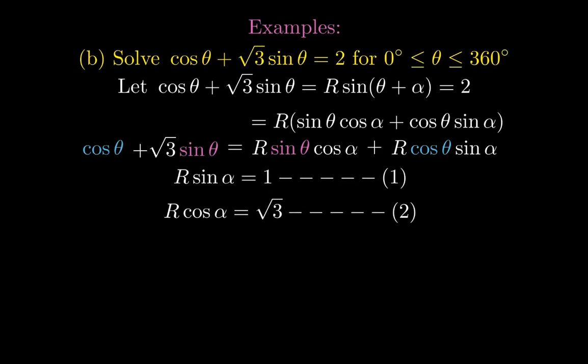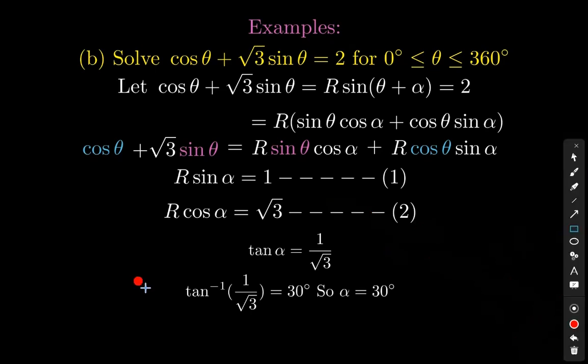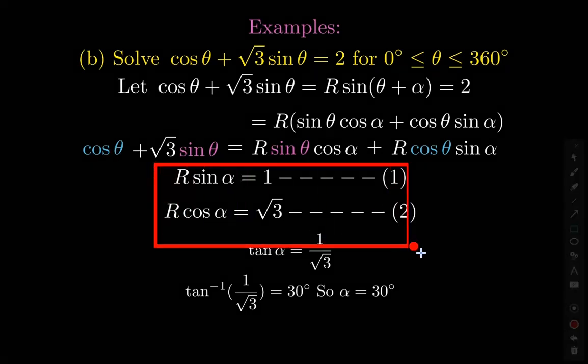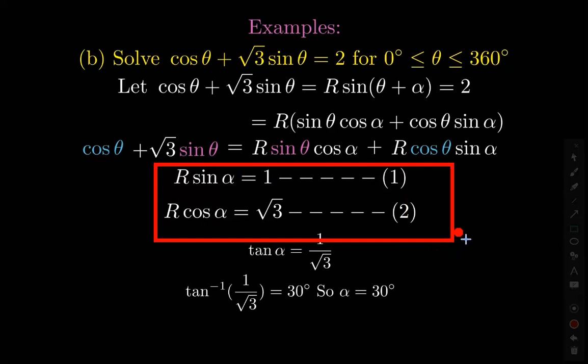If I get equation 1 divided by equation 2, I'm going to get that tan of alpha is equal to 1 over root 3, and alpha itself is equal to arc tan of 1 over root 3, and that is equal to 30 degrees. The next thing we need to do is to get equation 1, square it, get equation 2, square it, then add the squares of the two equations together.